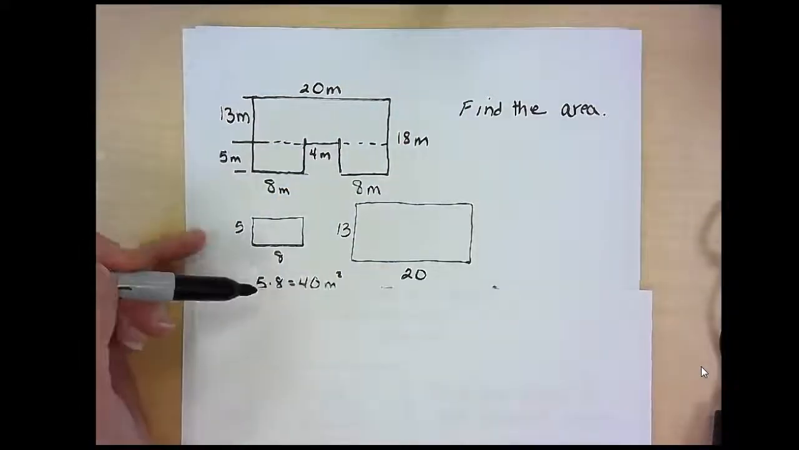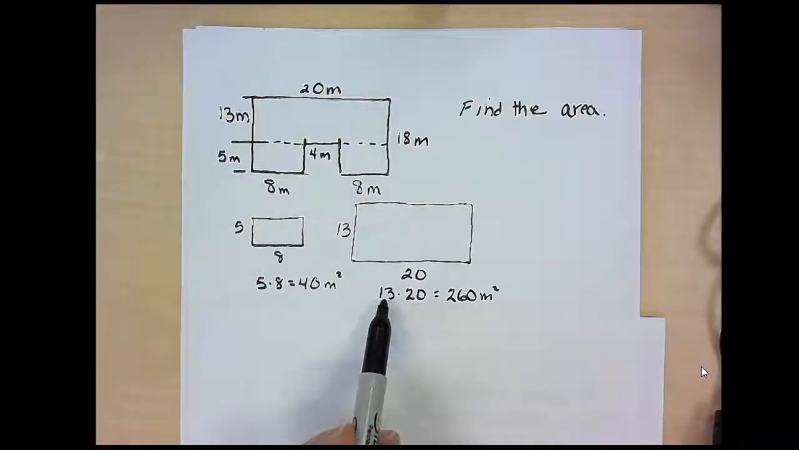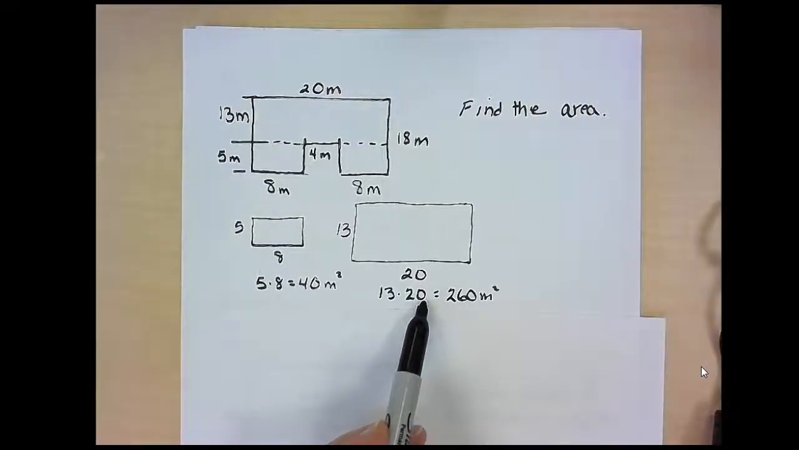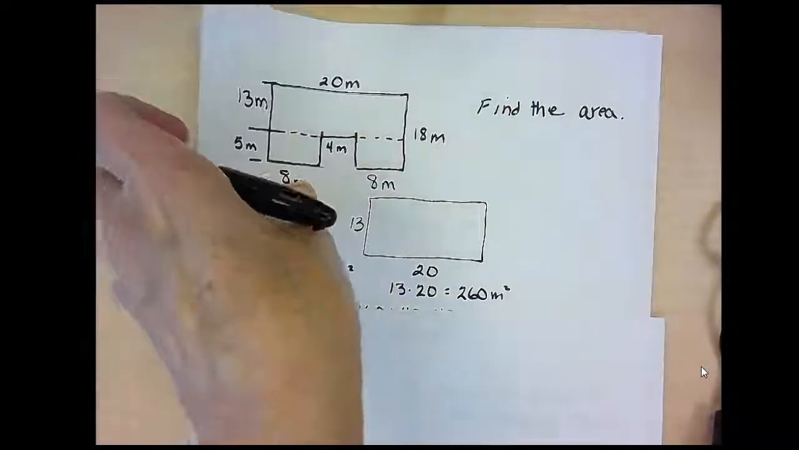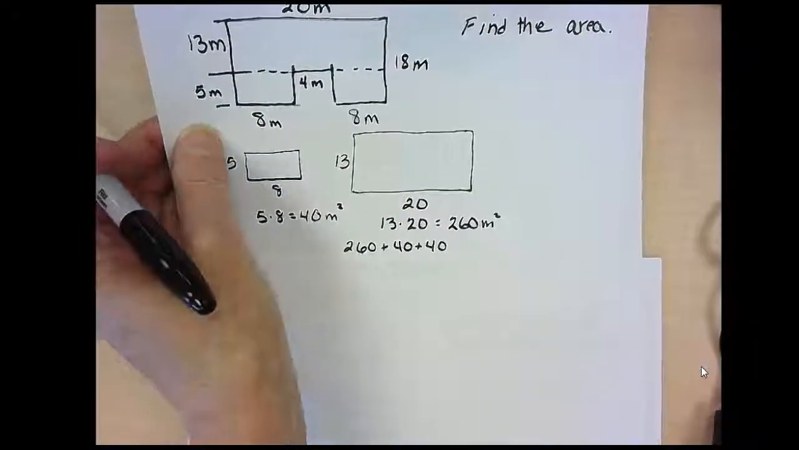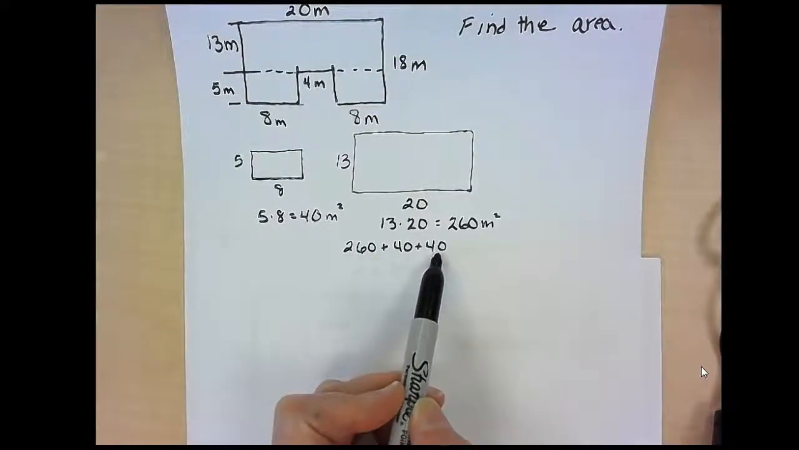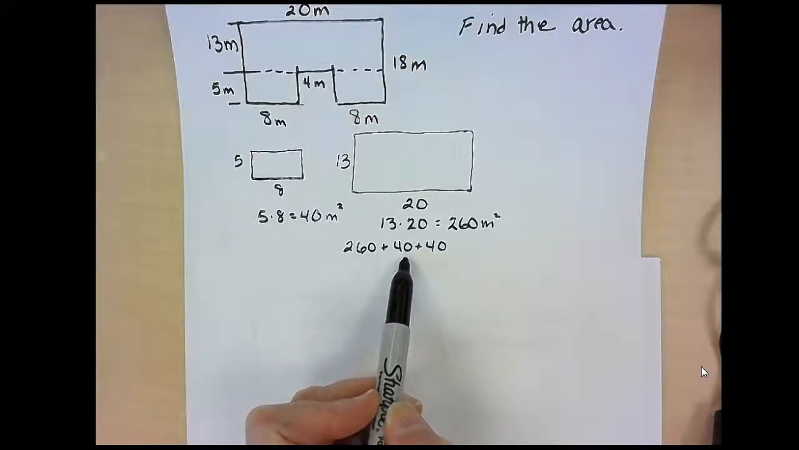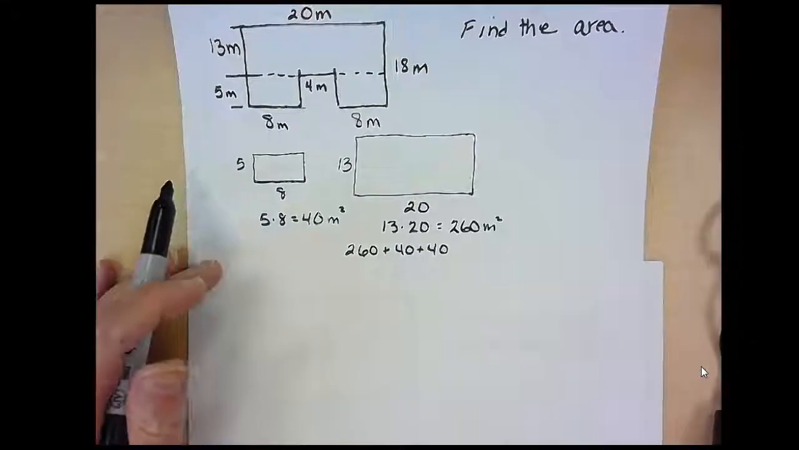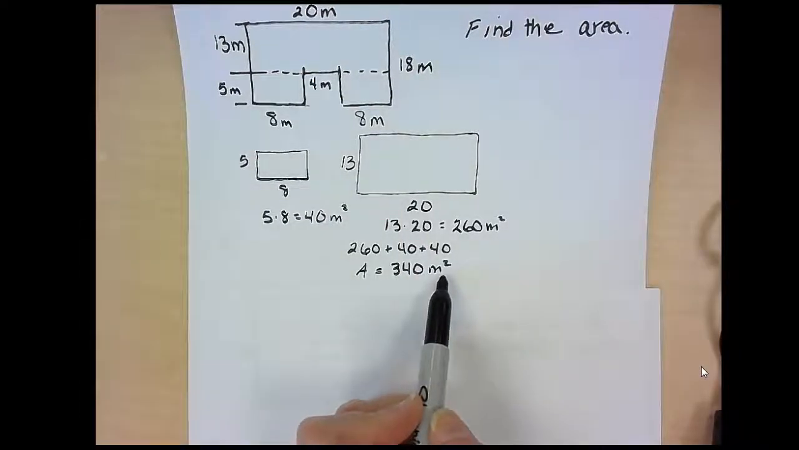So 5 times 8 is 40. 13 times 20: 13 times 2 is 26, times 10 is 260, and then I add those together, but remember I had that extra 40, so we have 260 plus 40 plus 40, 260 plus 40, 340. Again, it was area. Area is always your unit squared.